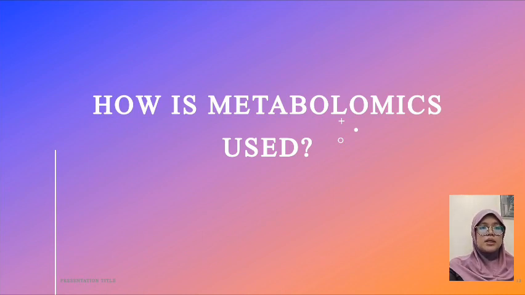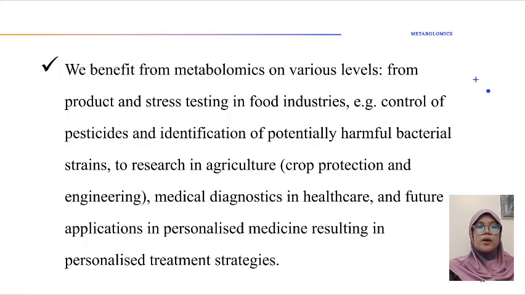How is metabolomics used? We benefit from metabolomics on various levels, from product and stress testing in food industries, control of pesticides, and identification of potentially harmful bacterial strains, to research in agriculture, crop protection and engineering, medical diagnostics in healthcare, and future applications in personalized medicine resulting in personalized treatment strategies.